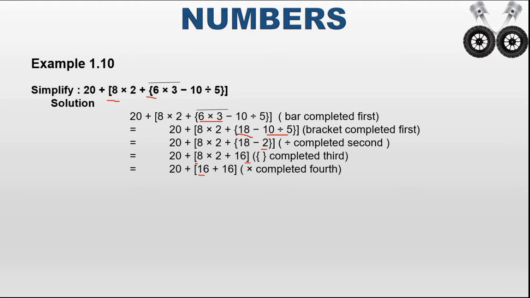Again, the bracket should be executed. Within the bracket, we have the operator addition. What are the operands here? 16 and 16. So 16 plus 16, we will get the answer 32. Okay, so 20 plus 32. Here the operator is addition, and the operands are 20 and 32. So 20 plus 32, we will get 52.